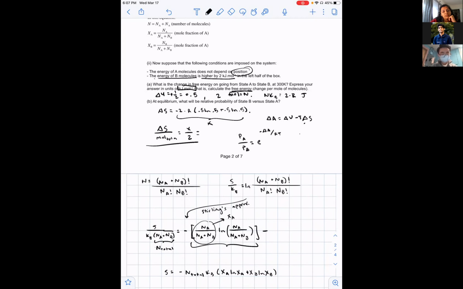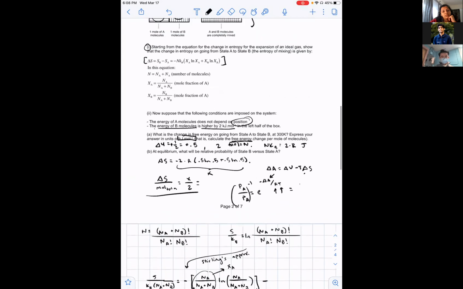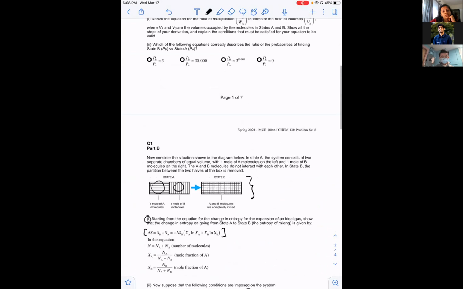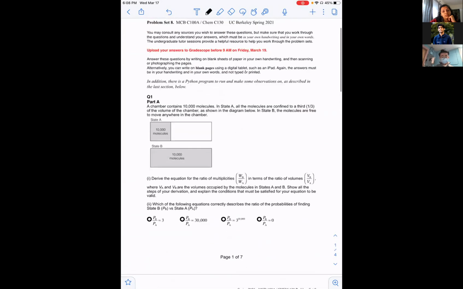And we can just plug in our values and we'll get, because we know what R is, we know the temperature is 300, and we just calculated delta A. So we'll get our probability of A over B. And then we can just invert it for probability of B over A. But yeah, cool. So that is question 1, part B.